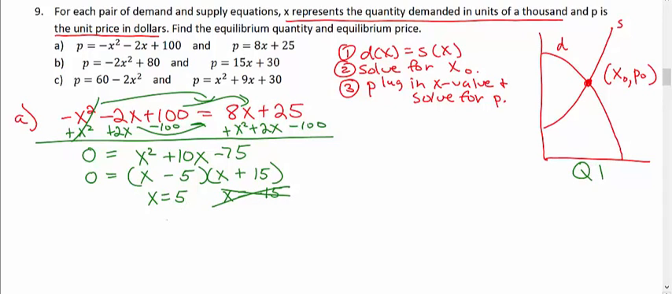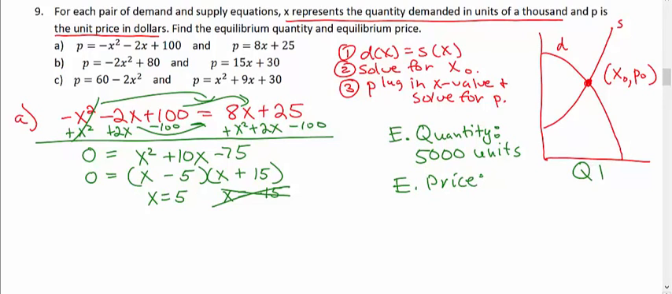So our quantity will be 5, which we said represented in units of 1,000. So our equilibrium quantity would be represented by 5,000 units. And the next thing we want to find is that equilibrium price.